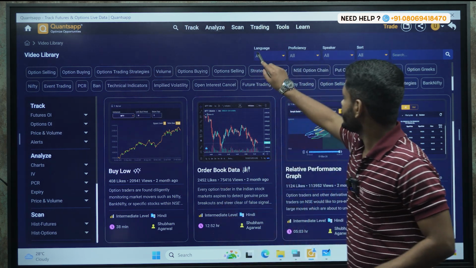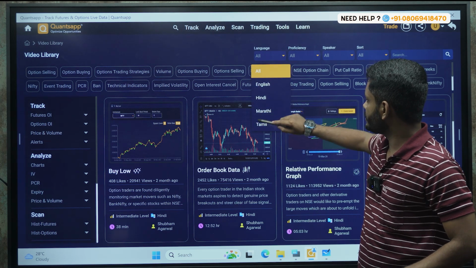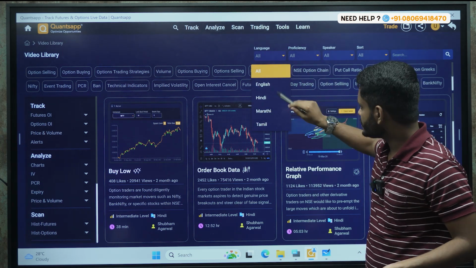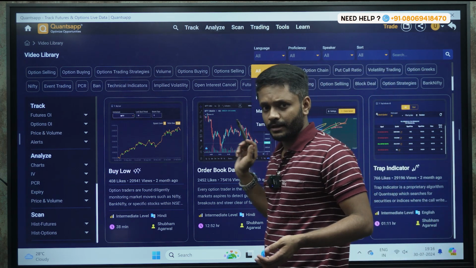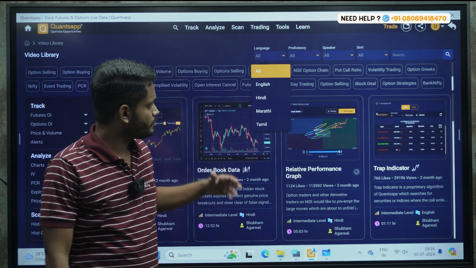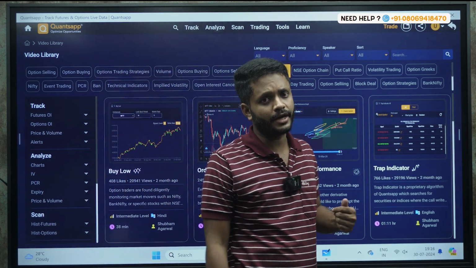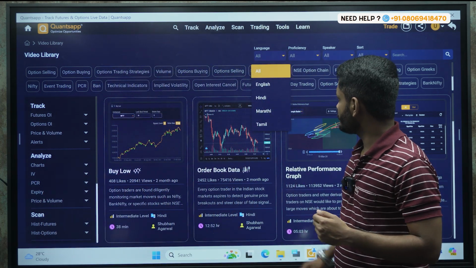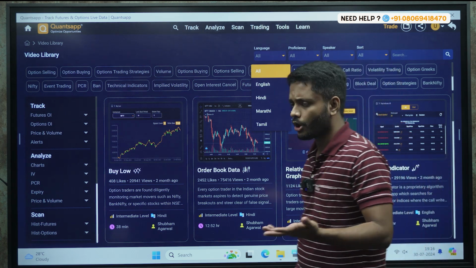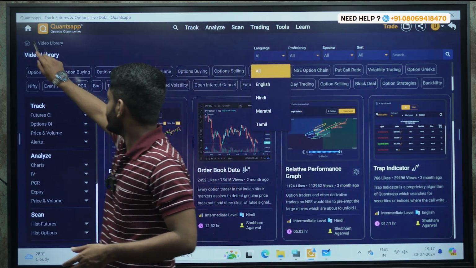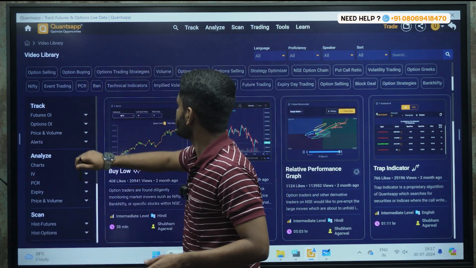Now if you can see the language option, just click on this. We have covered 4 languages: English, Hindi, Marathi and Tamil. Okay, so as per your convenience, you can go and select the language and you can watch almost all the videos, because in each and every language almost all the tools are covered here. Okay, so give it a shot.